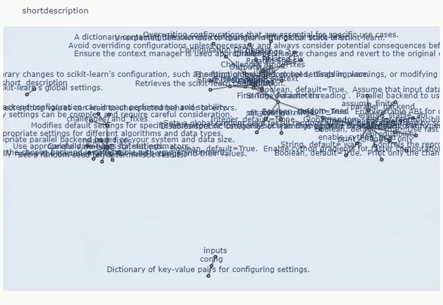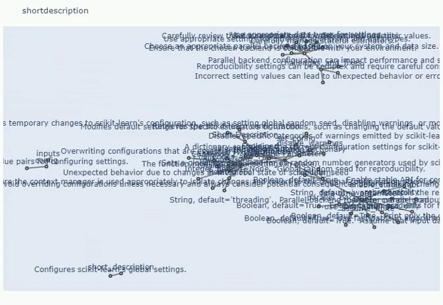Enable Cython gradients: boolean. Default true. Enable Cython gradients for faster computation in some estimators. This setting enables the use of Cython, a language that can make certain computations faster, for gradients within specific estimators. Turning it off might be necessary if you encounter compatibility issues.